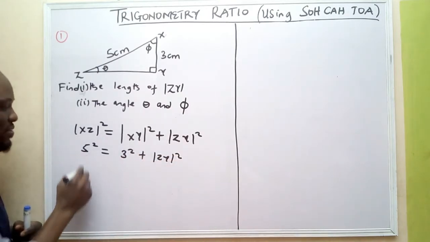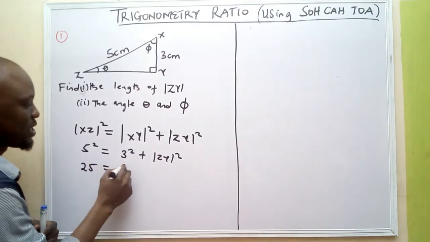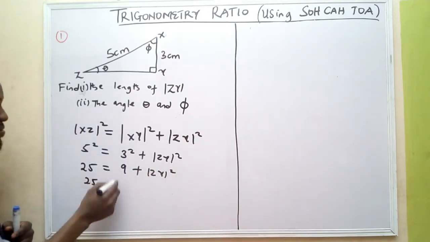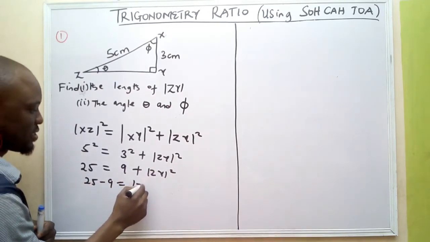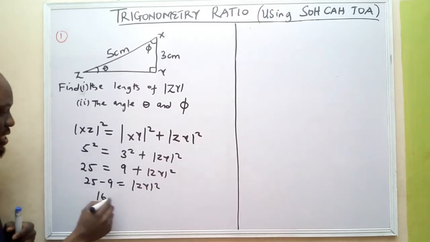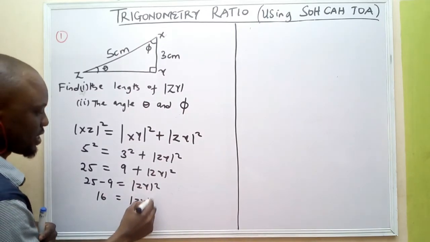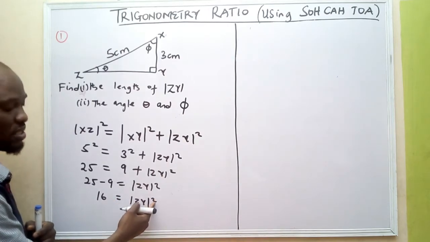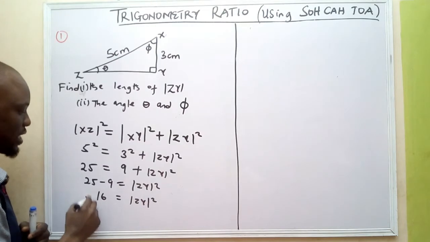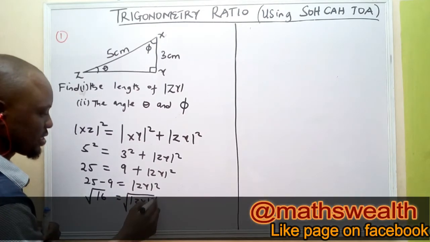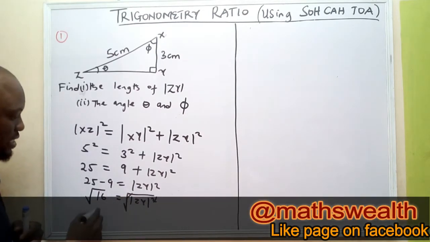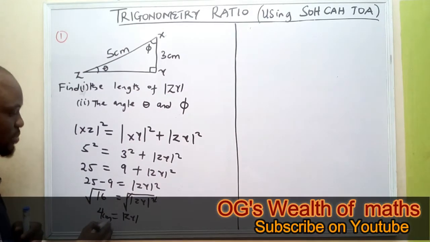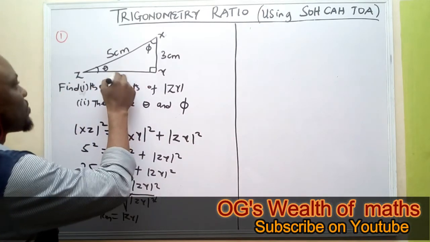So 5 squared is 25, 3 squared is 9, plus ZY all squared. So this is 25 minus 9 equals ZY all squared. So 16 equals ZY all squared. I need to get rid of this square, so I'm going to find the square root of both sides. The square root of 16 is 4, so ZY is 4 centimeters. So the length of ZY is 4 centimeters.